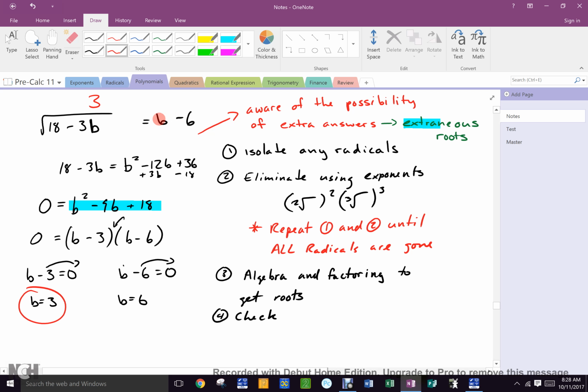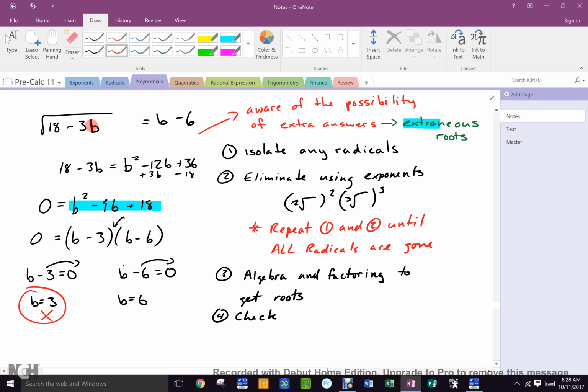Come to this side. What is 3 minus 6? Negative 3. Does 3 equal negative 3? No, of course not. So, is 3 okay? No.